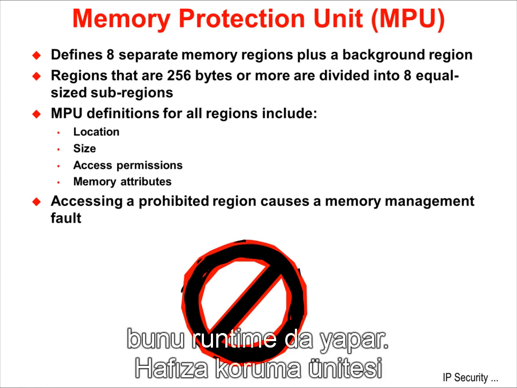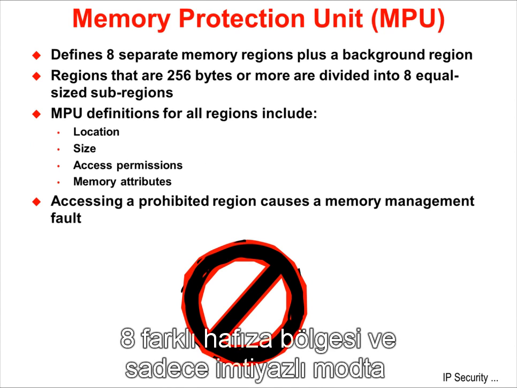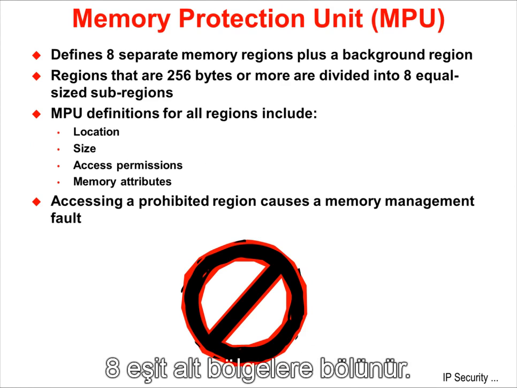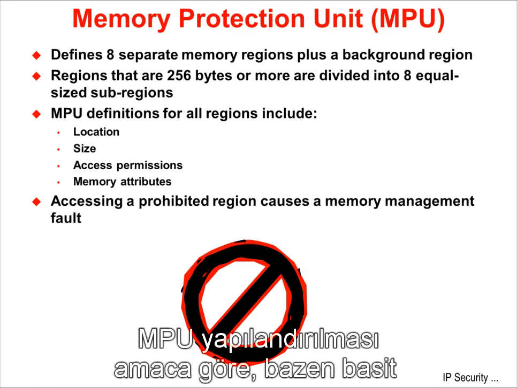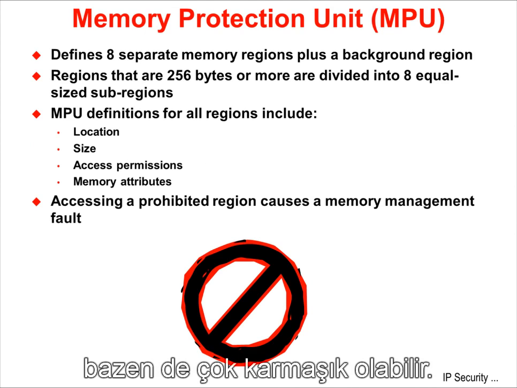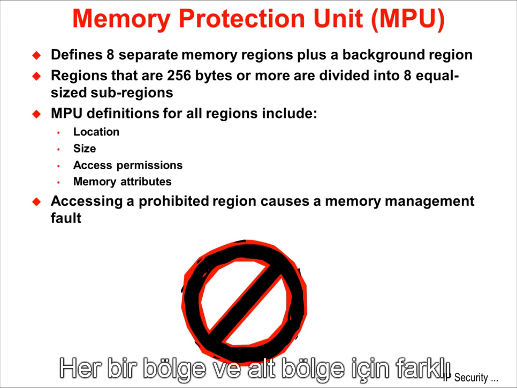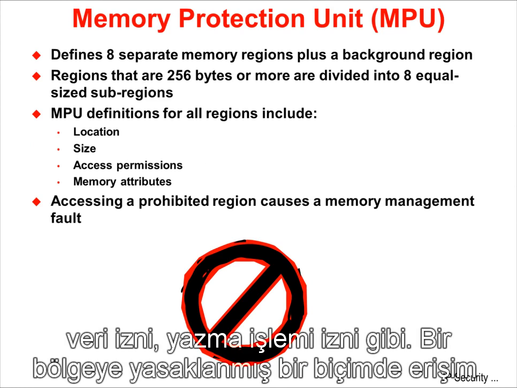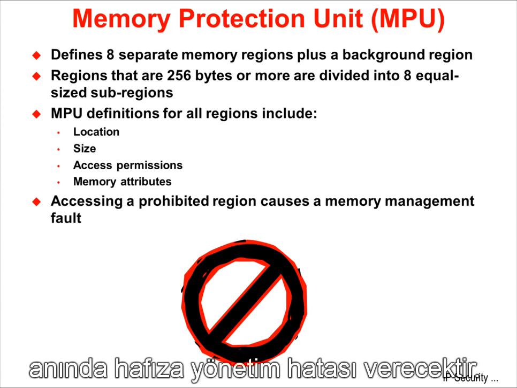The memory protection unit defines 8 separate memory regions plus a background region that's accessible only from privileged mode. Regions 256 bytes or larger in size get divided into 8 equal-sized subregions. MPU configuration can be relatively simple or very complex depending on your goal. You can configure different attributes for each region and subregion, for example, allow code execution, allow data, allow writes, etc. Accessing a region in a prohibited way will cause an immediate memory management fault.